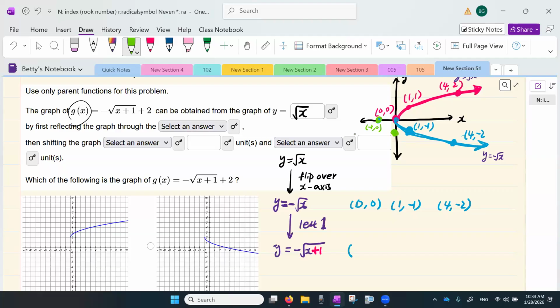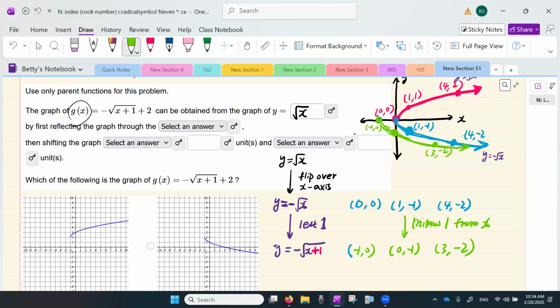Every point is gonna be 1 unit left. This one is gonna be 3, negative 2, right? So those 3 points gonna become negative 1, 0, 0, negative 1, 3, negative 2, right? Minus 1 from x. Minus 1 from x. Okay, and then we connect them. And the green curve is the square root of negative x plus 1.